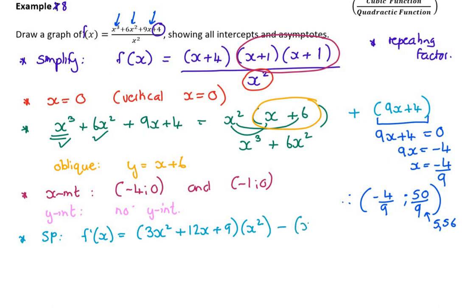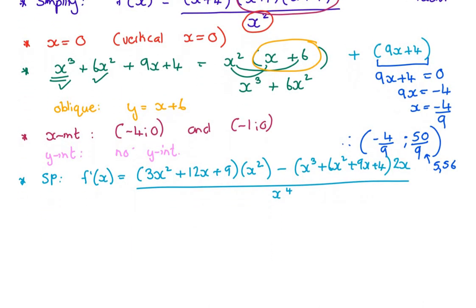Minus, leave the top, x cubed plus 6x squared plus 9x plus 4, multiplied by the derivative of the bottom, which is 2x, all over the bottom squared, which is actually x to the power of 4. Let me write that a bit better. That's x to the power of 4. Now don't forget, the moment I make this equal to 0, that denominator is pointless, so I'm going to leave it out.